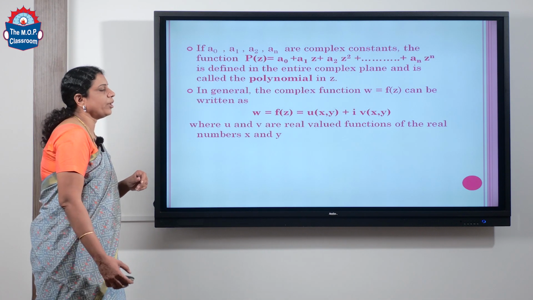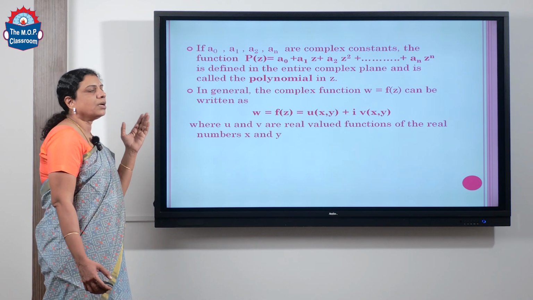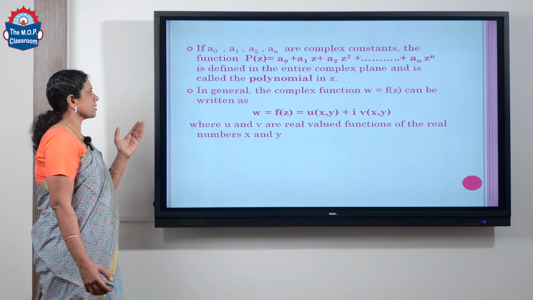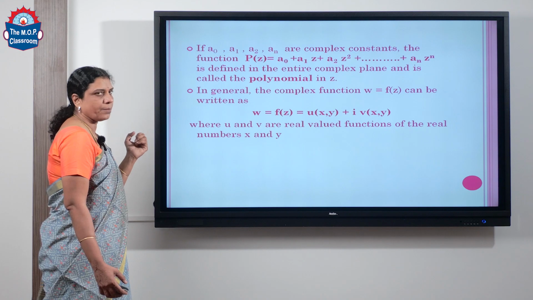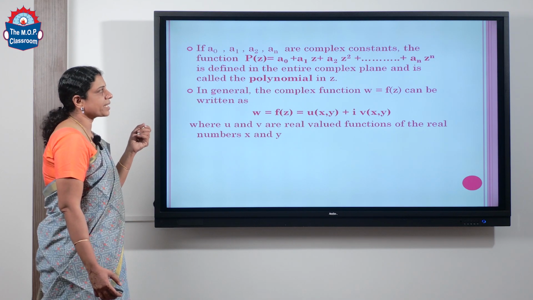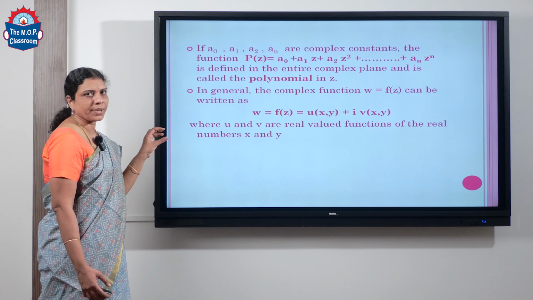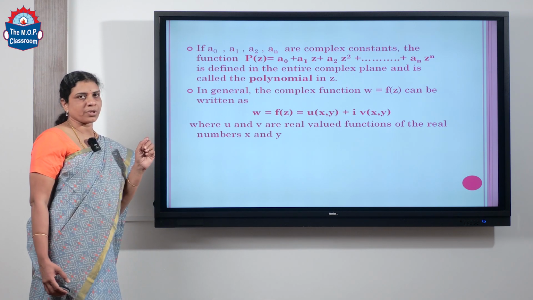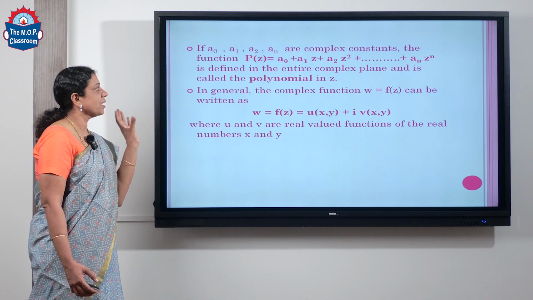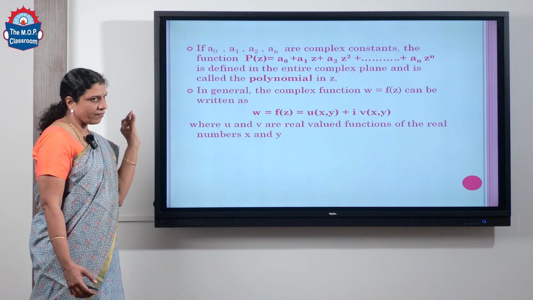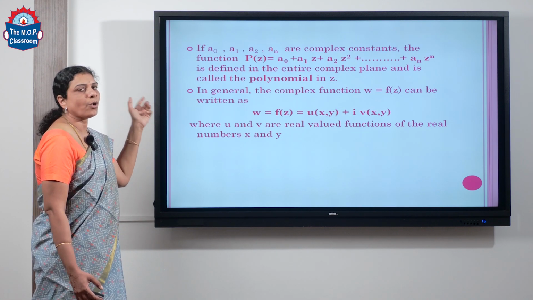Now we define the polynomial in z. Suppose a0, a1, etc., an are complex constants. Then the function p of z equals a0 plus a1 z plus a2 z squared plus etc. an z power n is defined on the entire complex plane. There are no exception points; if it is not defined at the exception points, we can't say it is a polynomial function. Each and every point is defined in the entire complex plane, and this is called a polynomial in z.